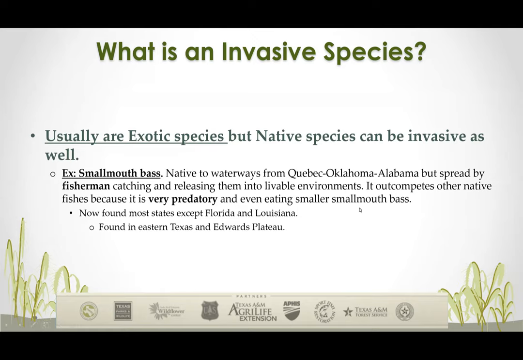What it's important to note is that we were catching and releasing. Fishermen were thinking, oh, it's okay, a fish is a fish. Right? However, that species is native to the eastern half of North America, and now it's found throughout the United States, and it affects eastern Texas and the Edwards Plateau. So we have to be mindful that just because it's found in a certain portion of the United States doesn't mean it's native to everywhere. And if we move it and it starts to take over and cause harm is when it becomes an invasive species. So it's just an important side note, not all invasive species are exotic. They can be invasive to that area under consideration if we think about the federal definition.